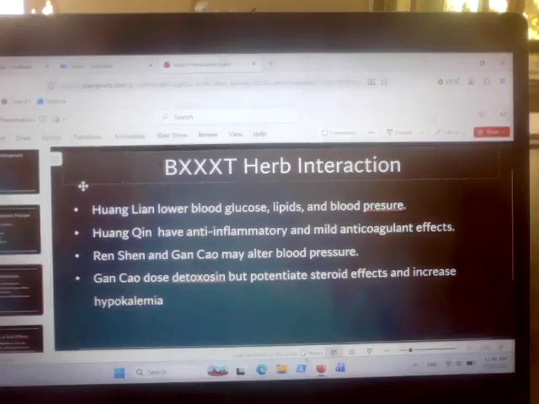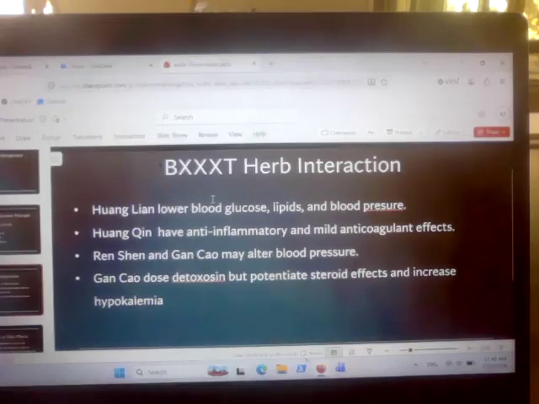In these slides, I listed the herb interactions for Xia Xie Xin Tang. In Xia Xie Xin Tang, the herb Huanglian is used here to lower the blood glucose, lipids, or blood pressure.